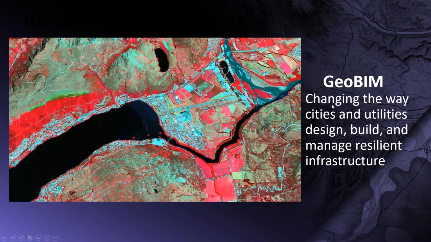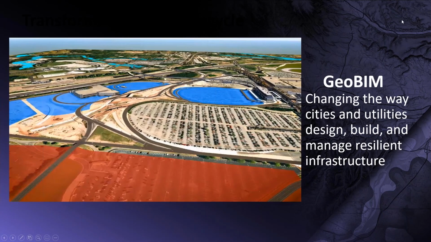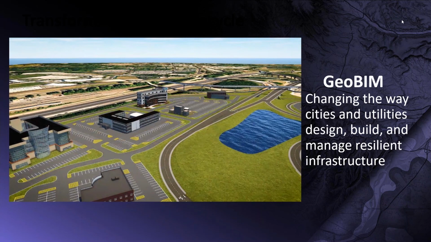Hence, GeoBIM is born. So GeoBIM, to define it, is a seamless integration of GIS, BIM, as well as CAD technologies that enables all project data. And by project data, we mean your infrastructure plans, your rendered models, your imagery information, your structural models can be combined or can be integrated with your topological information, your geologic information, as well as the environmental and built surroundings.